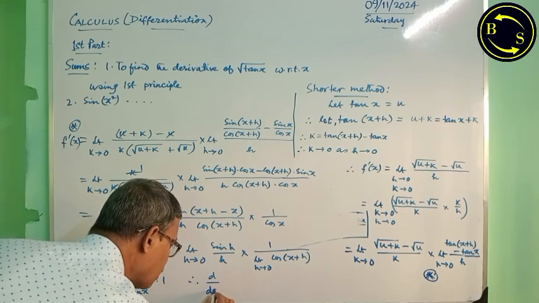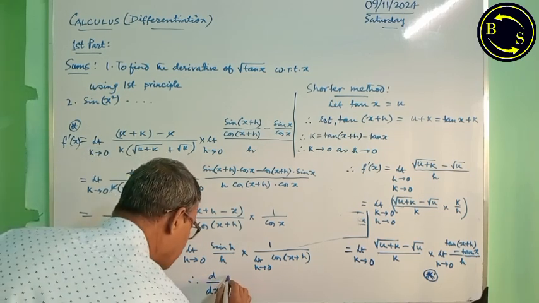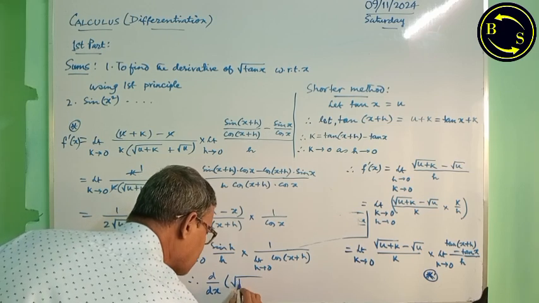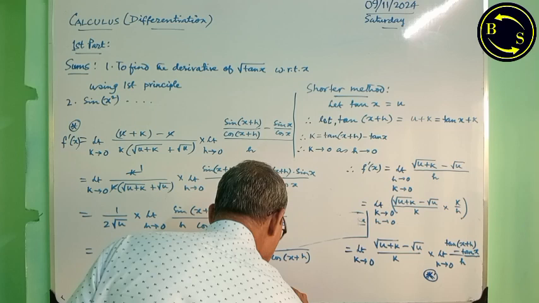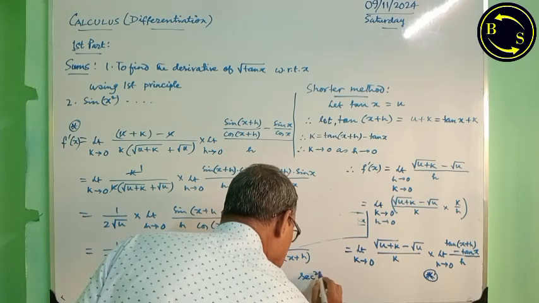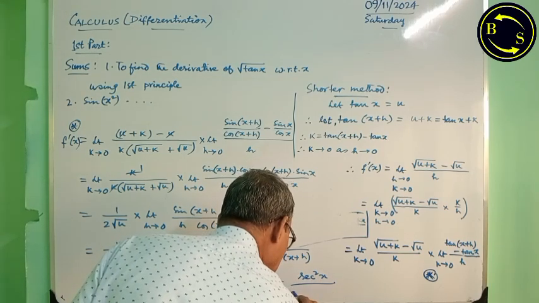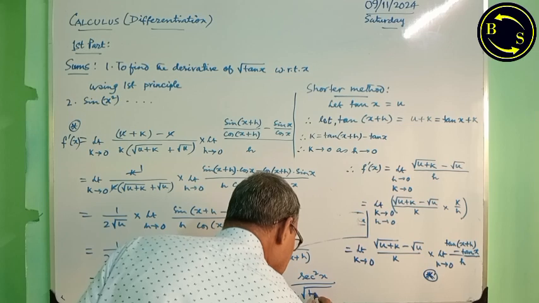Therefore finally d by dx of root over tan x is equal to sec square x by 2 root over tan x.